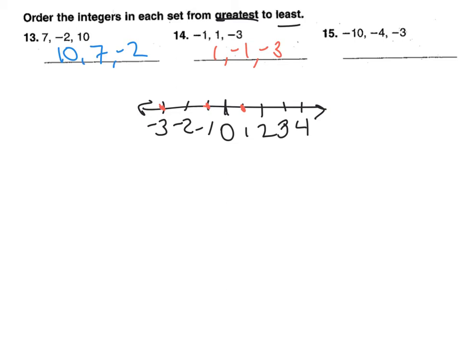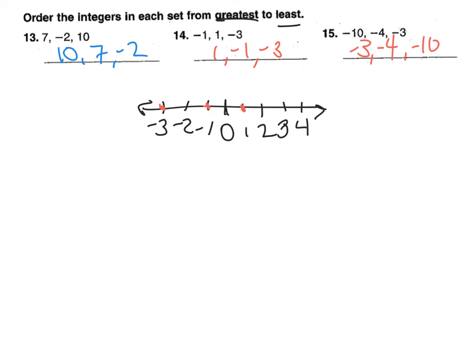And last but not least, we have -10, -4, and -3. So again, with this problem, we get tripped up because these are all negative numbers. Keep in mind that means that -10 has to be the smallest. Therefore, it's going to be the furthest to the right in our list because that's going to be our last number, or our smallest number. Our largest number here is -3, and then -4 falls right in the middle.